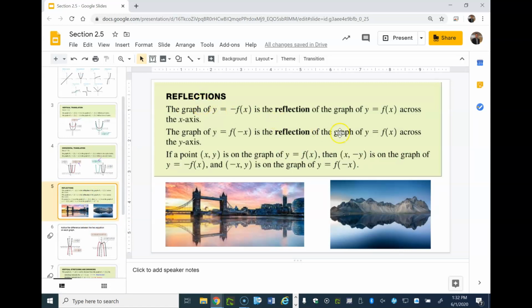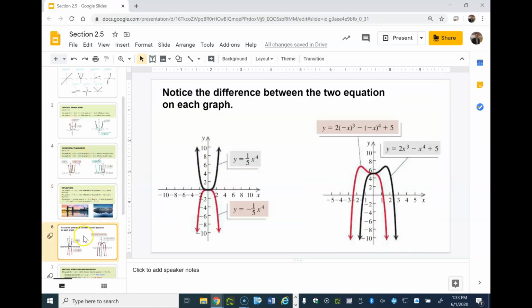So here are the reflections. If you want to reflect across the x-axis, the negative sign will be in the front of the function itself. If you want to reflect across the y-axis, then it's going to be inside with the x, like we talked about before with horizontal translations. So a few examples. So here's the original one that we've been discussing in this section. And then if we put the negative on the outside, we see it reflects across the x-axis.